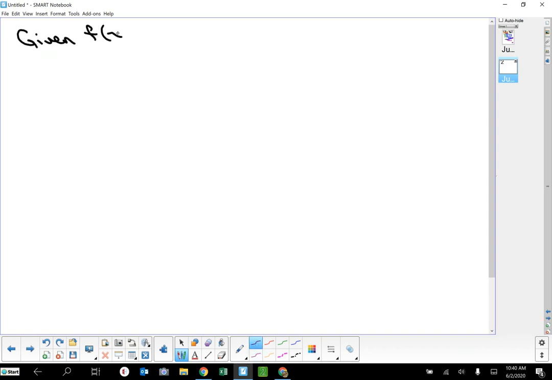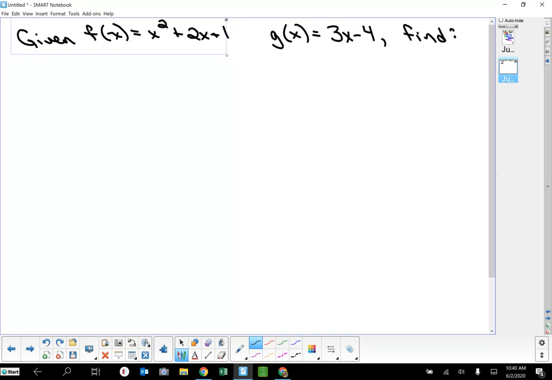If you are given, now here you're going to see a couple different expressions. f of x equals x squared plus 2x plus 1, and g of x equals 3x minus 4. So these are just different f and g so that you can determine those functions. You're asked to find the following. And this is how this will look for you. f of negative 2. Well, that means choose the function that has an f in front of it and plug negative 2 in where all the x's are.